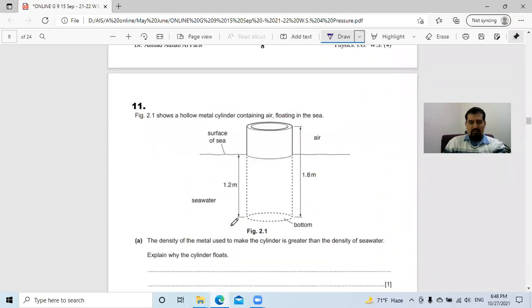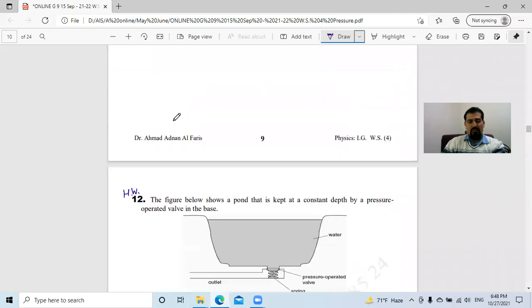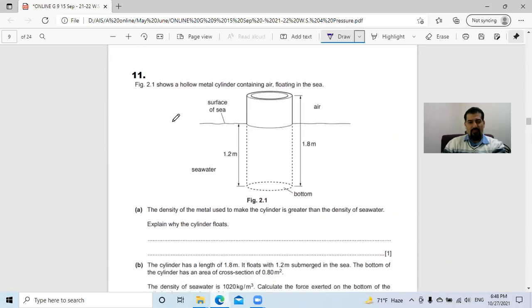Okay, number 12 was homework, yes? Okay, let's go back to number 11. Are you ready? Bismillah. Number 11, quickly. Whoever knows the answer, send it to me. Okay, whoever doesn't understand, also send to me.